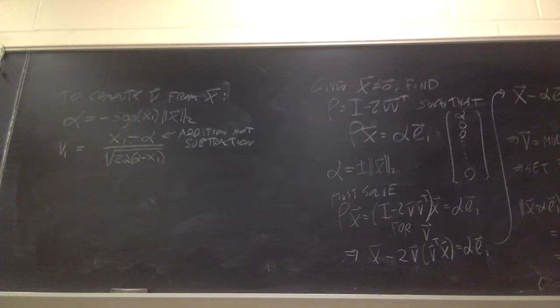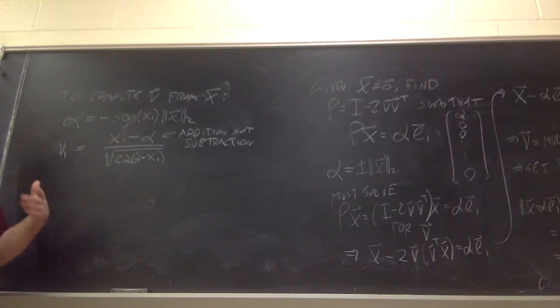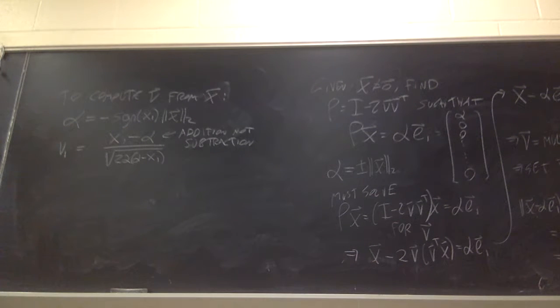Why do we not like subtraction? Catastrophic cancellation. Because if x1 and alpha were nearly equal and we subtracted them, that would be bad. The error would be much larger than usual. So we make sure that we're actually performing an addition, which gets around that. It's not likely to happen, but you just never know.